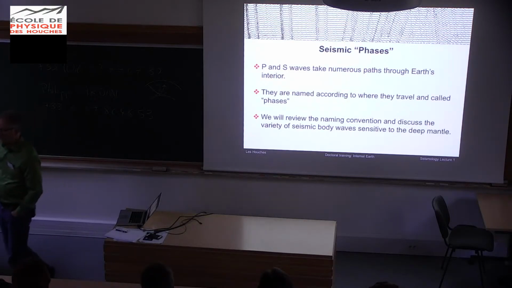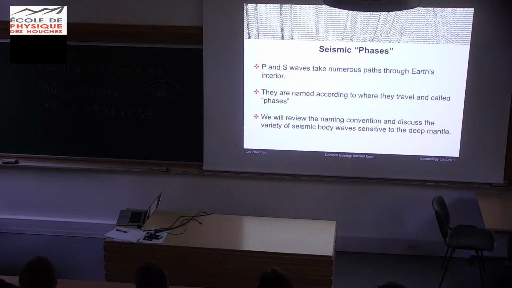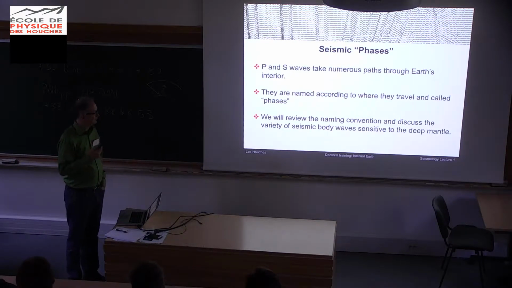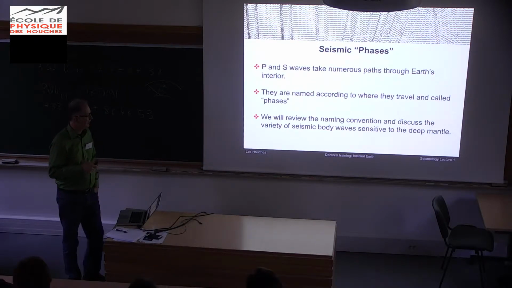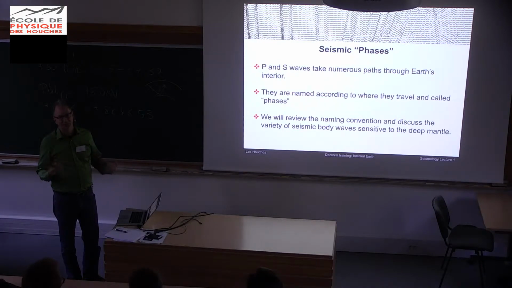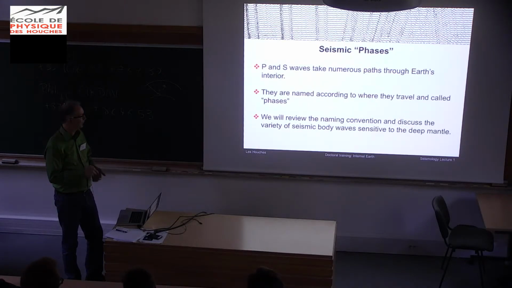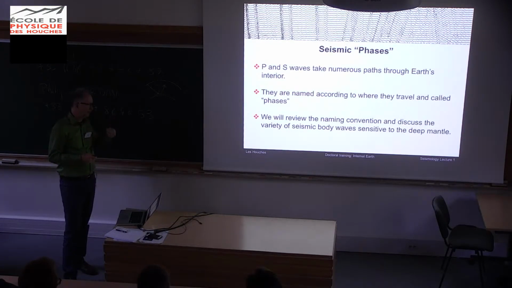Now, we use this word phases loosely, and sometimes it's a bit confusing, because what does that mean? But we generally use the word phases to describe the waves that take different paths, so we're going to give them special names. They're named according to where they travel and what they bounce off of. And so we call those phases. And there are P waves and S waves, right? But that's also a phase, because a P wave just didn't bounce off anything. So that kind of gets confusing.